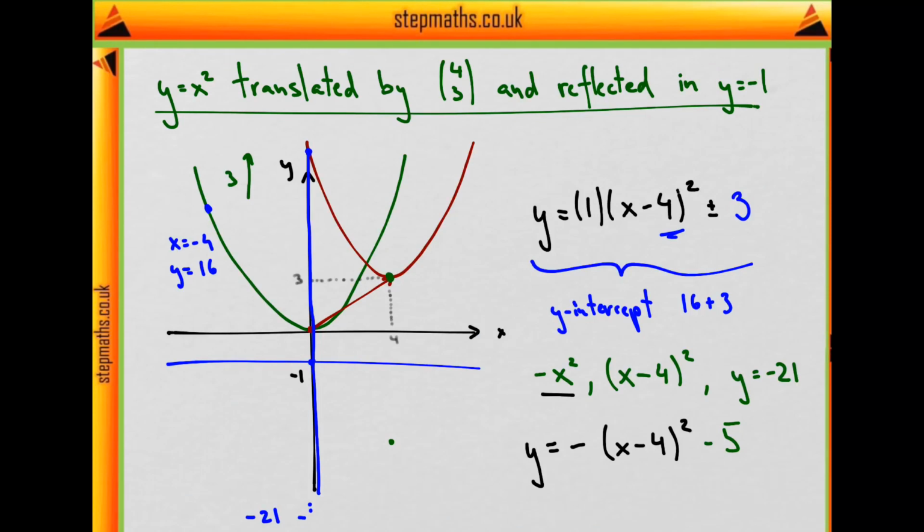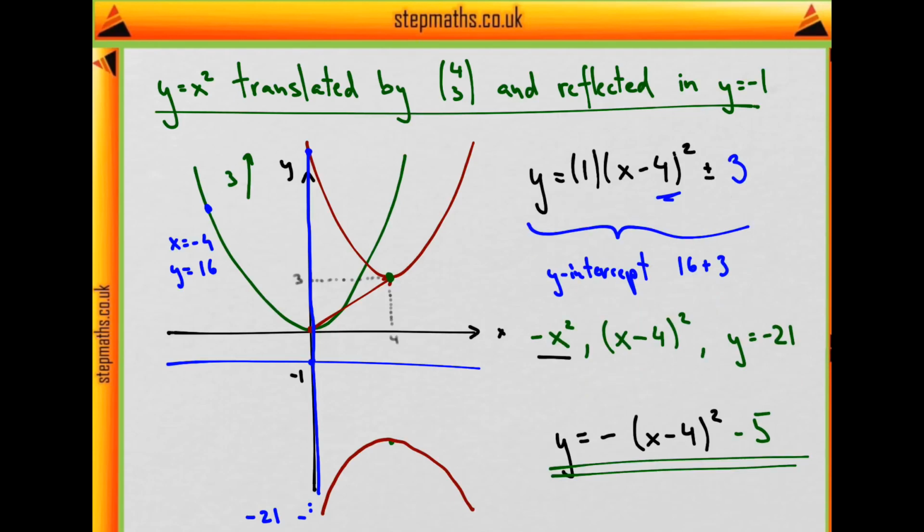So that, we claim, is the equation of the reflected parabola, which looks something like this. And this is the final and correct answer after performing first the translation by a vector and the reflection in a line. So the final and correct answer in the exam, it was option E.